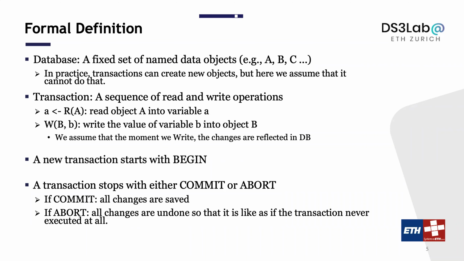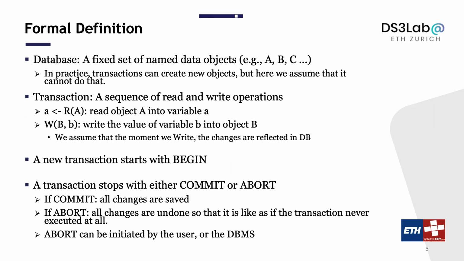Or you can abort, right? Which means that, okay, so I have run a whole bunch of instructions, but then I realize I don't really want to do that, right? I want all the changes to be undone so that it is as if the transaction has never been executed at all. So at the end of the transaction, I can have one of these two special keywords, either commit or abort. But all transactions must start with the keyword begin, okay?